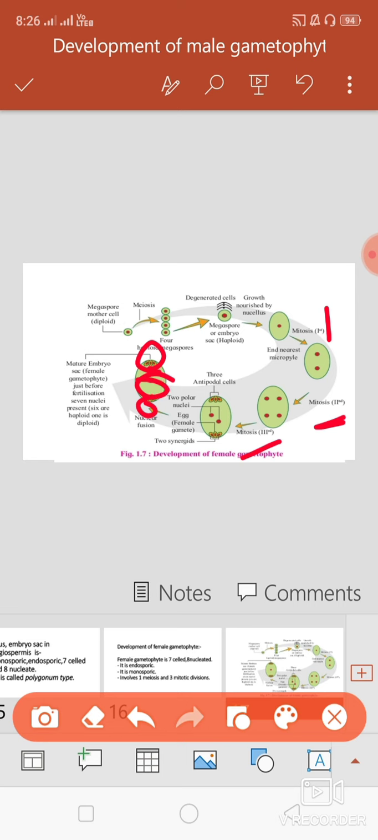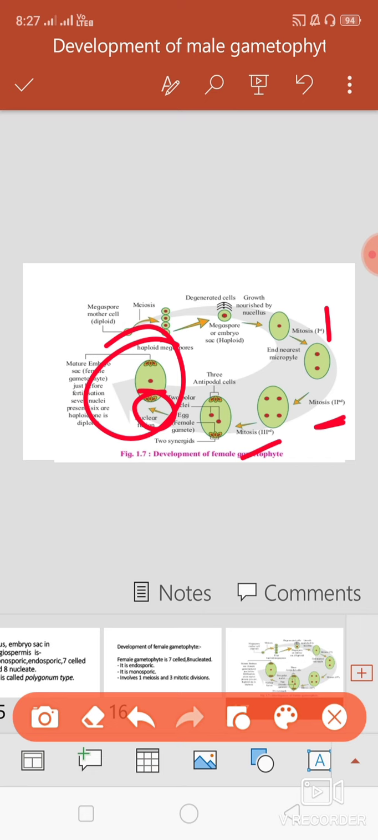How is the secondary nucleus formed? It is formed by the fusion of these two polar nuclei, right? Thus, the 7-celled and 8-nucleate structure is formed. Now see the function of each cell in this embryo sac. First, the egg apparatus. How is the egg apparatus formed?